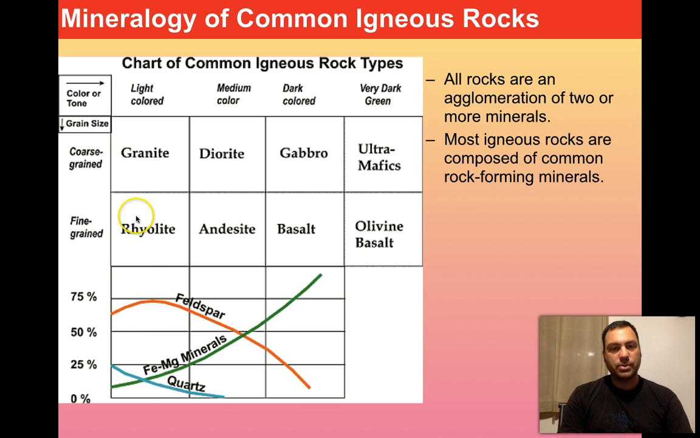In this case, what's in a granite? Feldspar. It's going to have about 75% feldspar if you read it right here in the middle of the chart. And down here, you're going to have about equal amounts of ferromagnesian minerals. This would be like your biotite or your hornblende. And quartz, SiO2. All right?